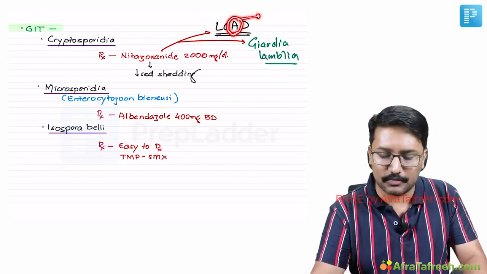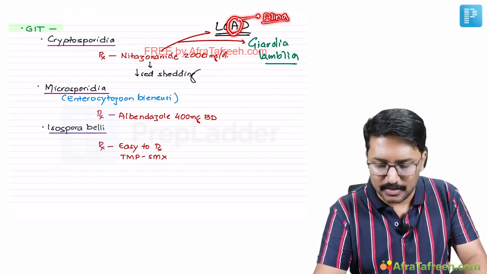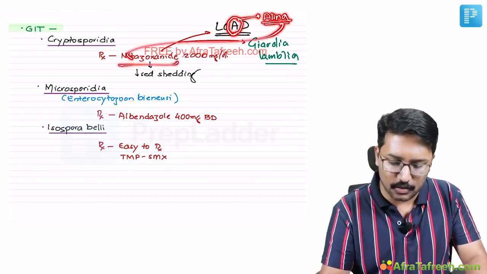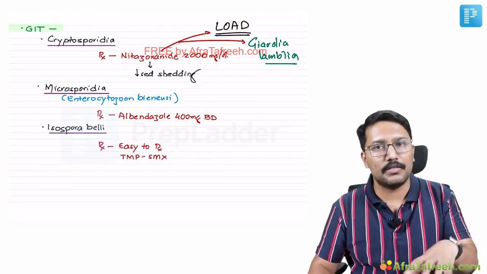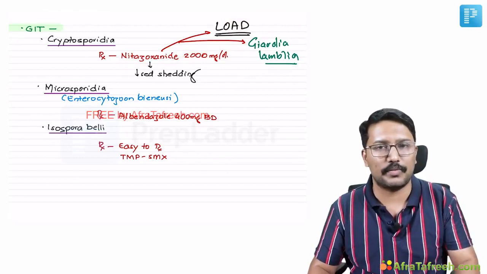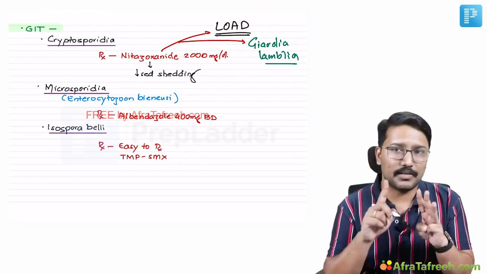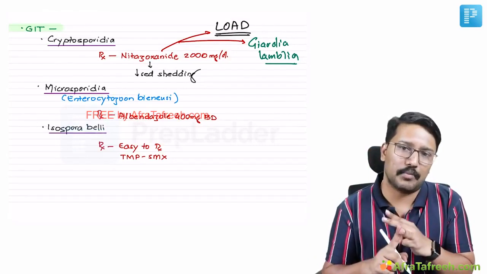The A here stands for a brand name of the drug. The brand name is Alinia. Alinia is the brand name for nitazoxanide. So a very famous LOAD regimen today uses nitazoxanide. So three indications for use of nitazoxanide: cryptosporidiosis, then H. pylori infection as a component of the LOAD regimen, and Giardia lamblia infection.